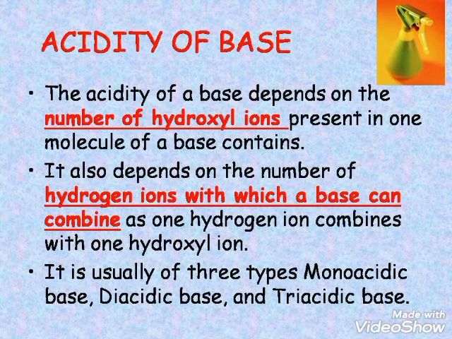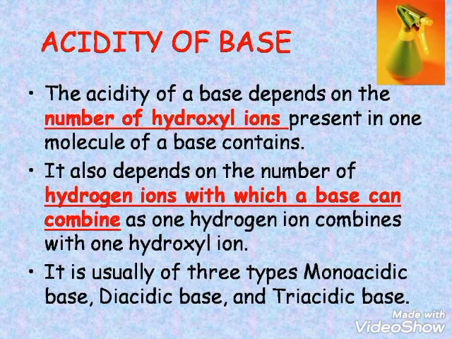Now let us discuss the acidity of base. Acidity of base refers to the number of hydroxyl ions present in one molecule of a base. So if I dissolve a base in water, then how many hydroxyl ions one molecule of a particular base will release, that will tell me its acidity. Or we can also say how many hydrogen ions it can neutralize from an acid. So it depends upon the acidity of the base.